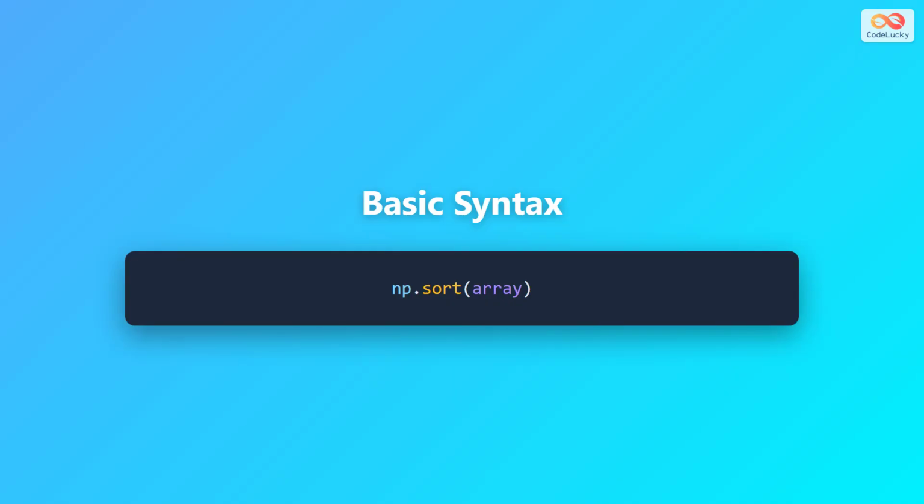The basic syntax for using np.sort is straightforward. You simply call np.sort and pass your array as an argument. This simple syntax will return a new array with all elements sorted in ascending order from smallest to largest.